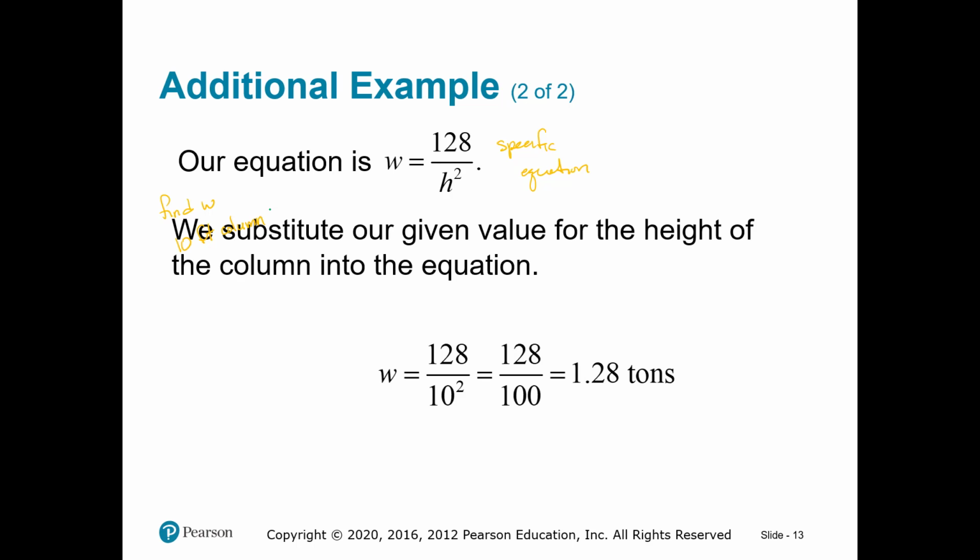Okay, which explains why when we make our substitution, 10 is in the H spot. Do your division, and in this case they want a decimal. So a 10-foot column can hold 1.28 tons. Good? With me? Cool. Keep it simple. Okay, these variation problems, keep them simple.